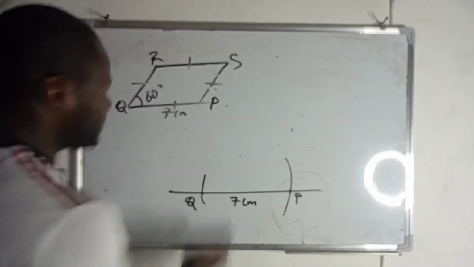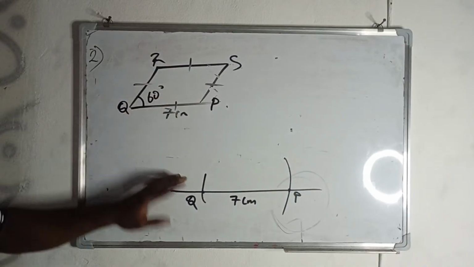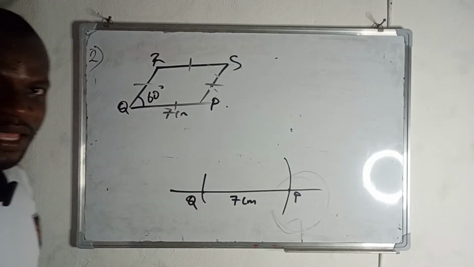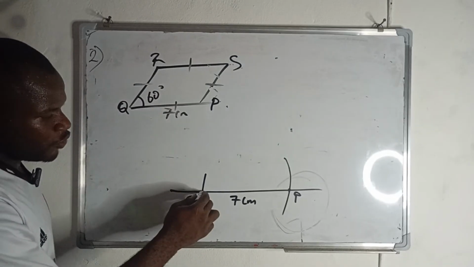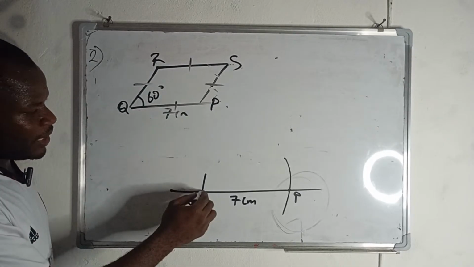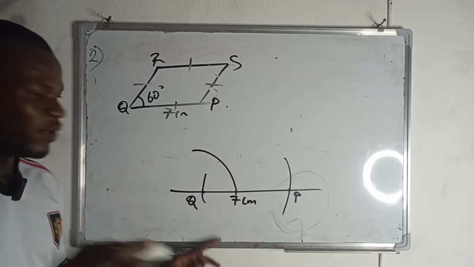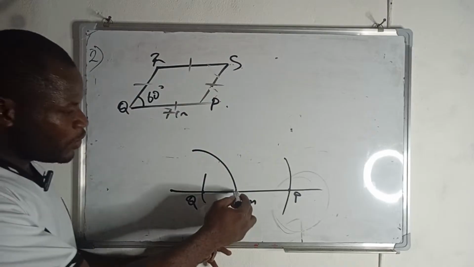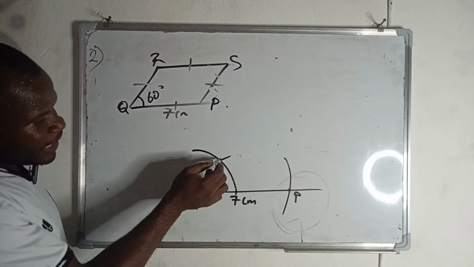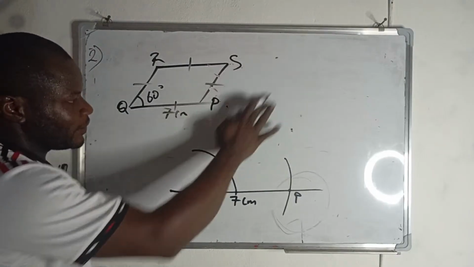Now, at this point, we are expected to construct 60 degrees at point Q. Remember, you are constructing 60 at Q. Your pin at Q, you make an arc. Using the same size without adjusting your compass, you put the pin at the arc and make another arc, making a cut here. Then, from the point of intersection, joining them together, draw a line.